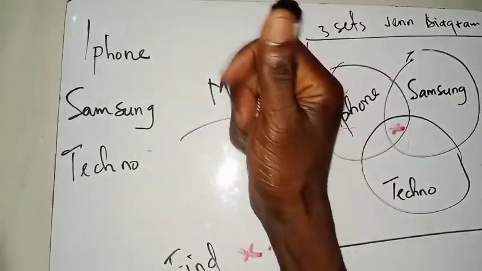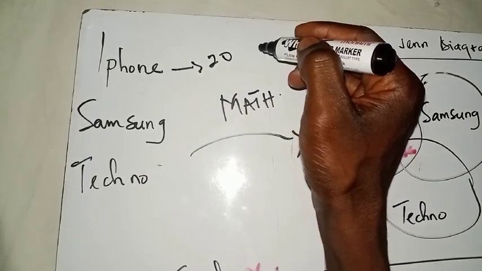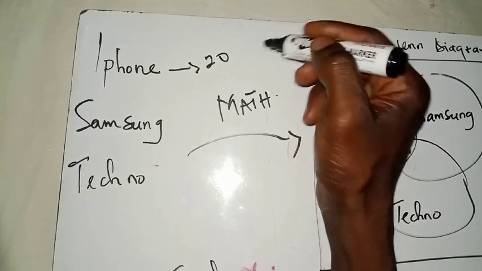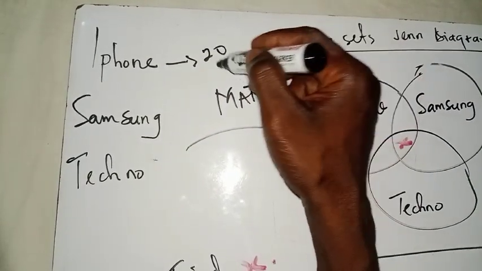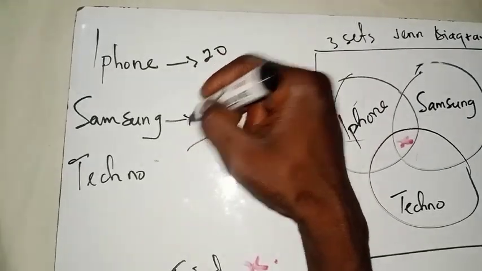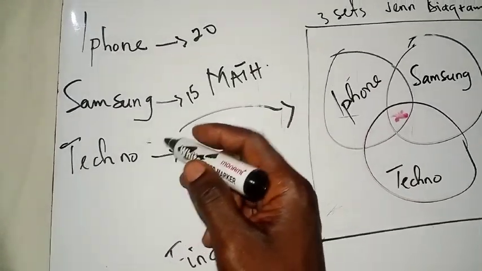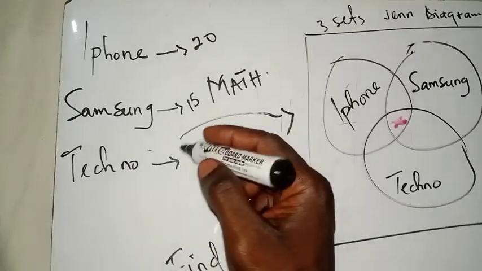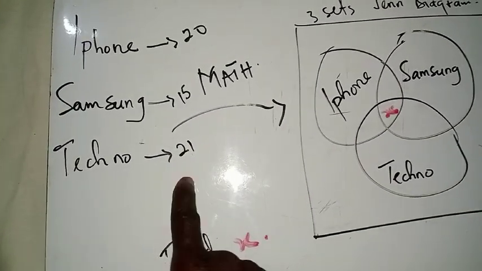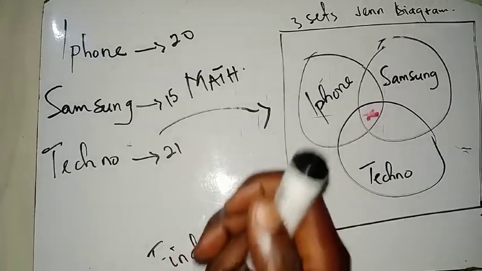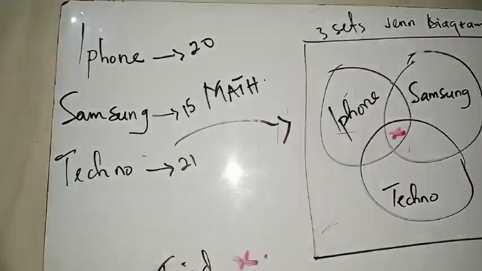Right now, assuming out of these people, we have 20 people who have the desire to buy an iPhone by next year. By the time of making this video, we are almost in December. So by next year, we have 20 people who desire to buy an iPhone. Here we have, let's say, 15 people wanting a Samsung, and let's say 21 people want to buy a Techno. These are just specific figures, right? So you have 20 people who want to buy an iPhone, 15 a Samsung, and 21 a Techno.